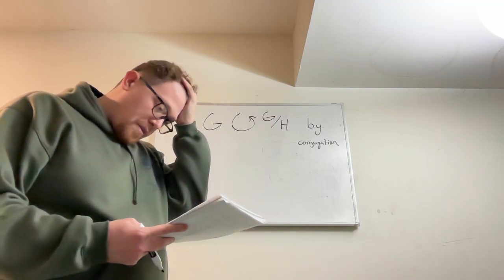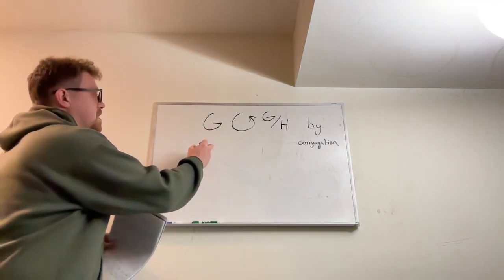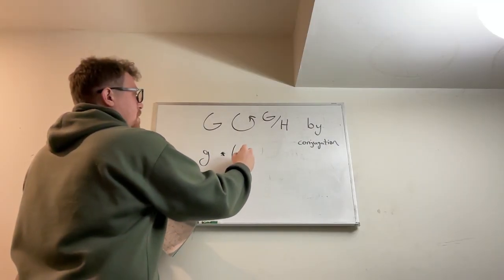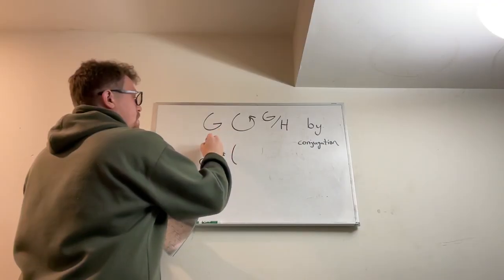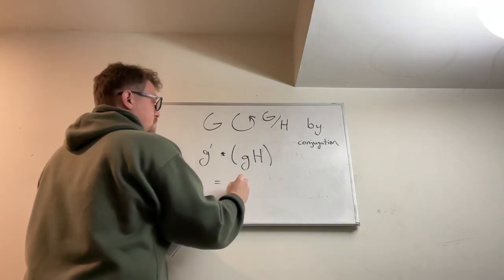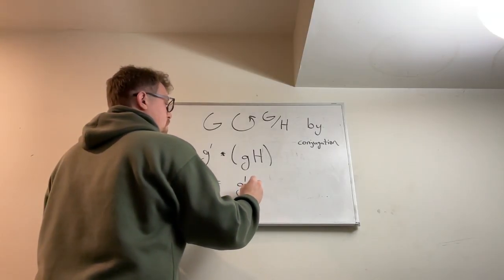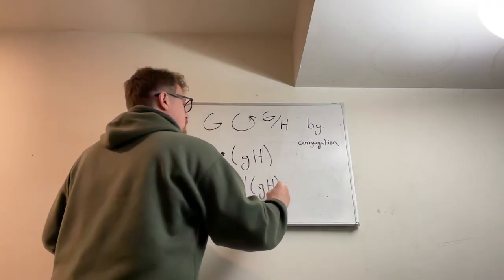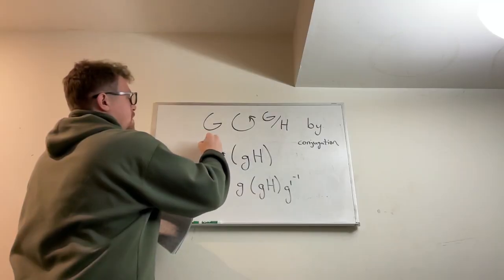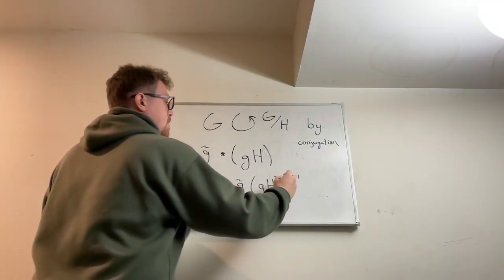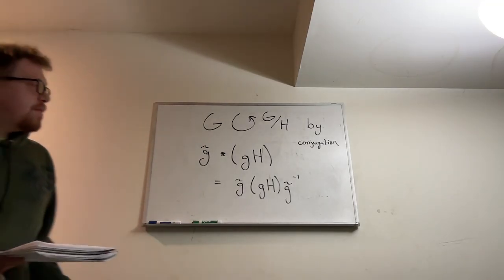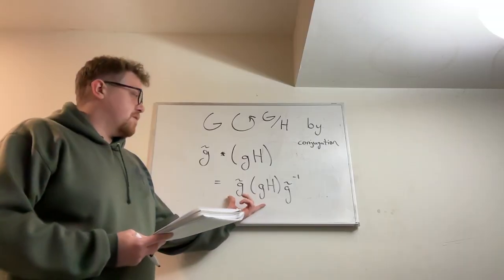So G acts on the left cosets by conjugation. Really we want to say that G acts on a left coset, or let's say G prime acts on gH by sending it to G prime gH G prime inverse. That's a little confusing. Let's call this g tilde, g tilde inverse. And I guess the claim is that this is also a left coset.